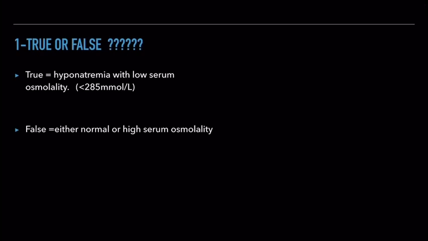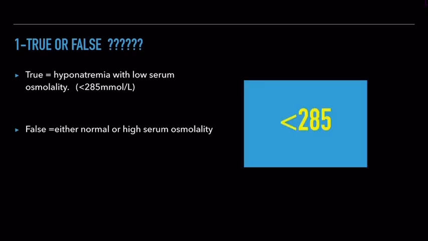These three questions should be asked in every case of hyponatremia. The first question, is it true or false? What is meant by true hyponatremia? True hyponatremia means hyponatremia with low serum osmolality. The normal serum osmolality is 285 to 295 milliosmol. If the hyponatremia is associated with serum osmolality of less than 285 milliosmol, this is called true hyponatremia. And if the serum osmolality is normal or high and it is associated with hyponatremia, this is called false hyponatremia.